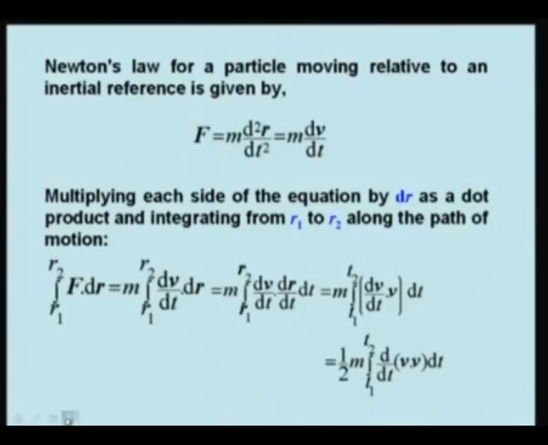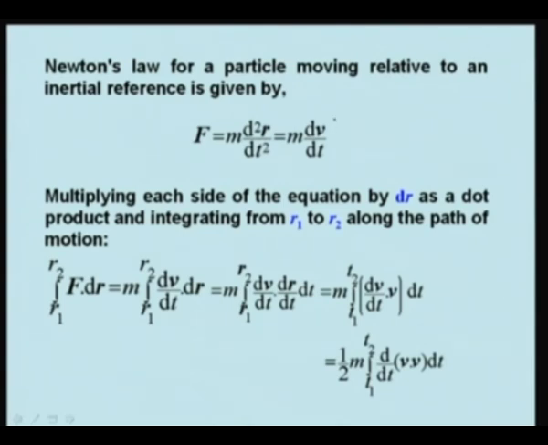Now, I will explain the basic concepts. Newton's law for a particle moving relative to an inertial reference frame is given by F is equal to m d square r by dt square, which is equal to m dv by dt, where r is a displacement vector and v is the velocity vector. Here I am considering the mass of the particle to be constant.